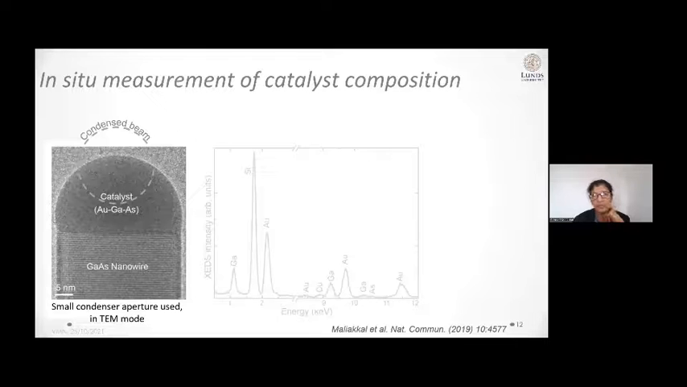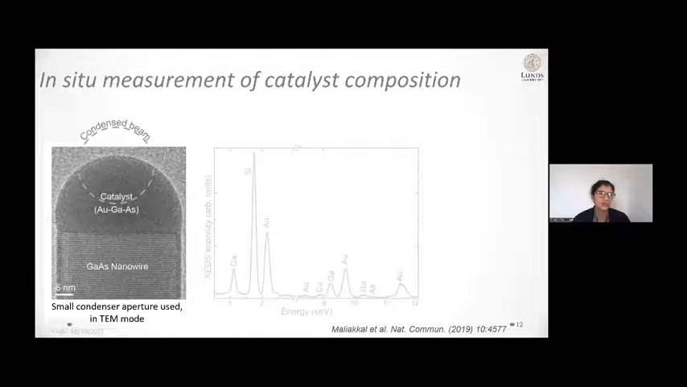Now, let's look at a little bit more scientific results that we can obtain. As I mentioned, this catalyst particle, which is sitting at the top of the nanowire, is a very interesting thing. We can study the composition of the catalyst particle while the nanowire is growing. This is the first time that such an in situ study is being done.